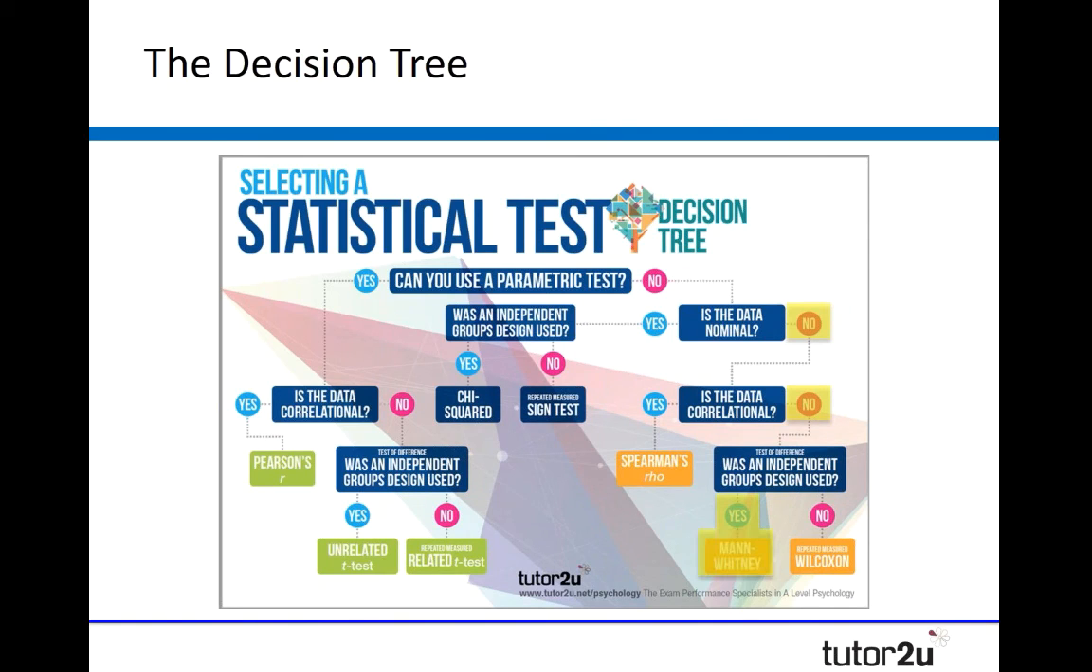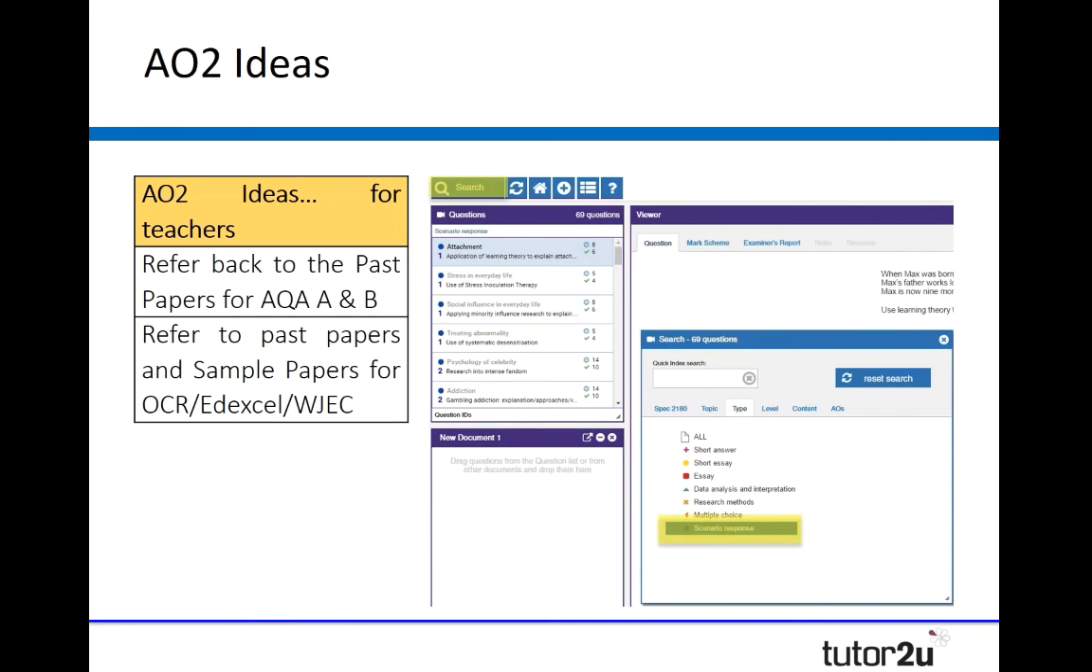Okay, in terms of AO2, sticking with AO2 just for a little while longer, what I hear most teachers say is that they struggle to come up with scenarios for AO2 and find it very difficult to come up with new scenarios. I'm just going to give you a few hints and tips, because actually there are lots of scenarios out there. The first thing is do refer back to all of the past papers for both AQA A and B. There are tons of great samples that you can use in AQA B that are particularly relevant for the new course, especially biopsychology.